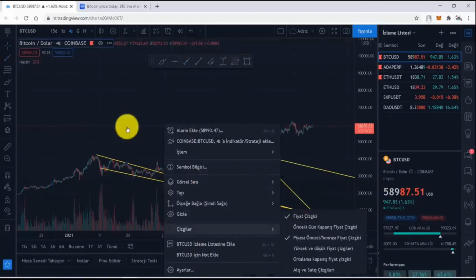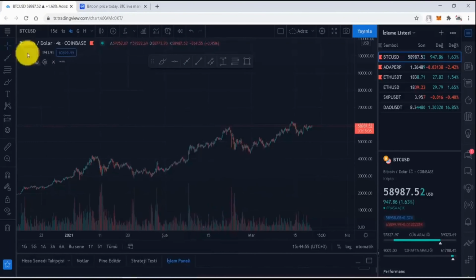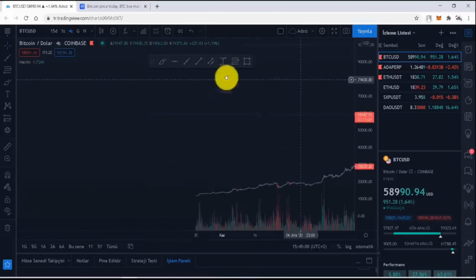Now, is there a breakdown of these downtrends, friends? What does this mean? Look, there is a downward trend here. Let's zoom in on our 4-hour chart like this.